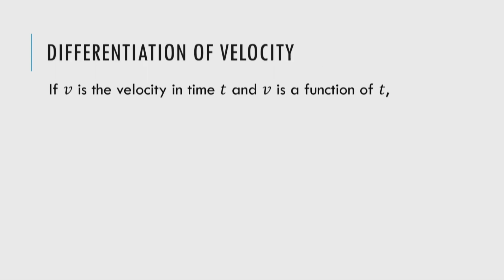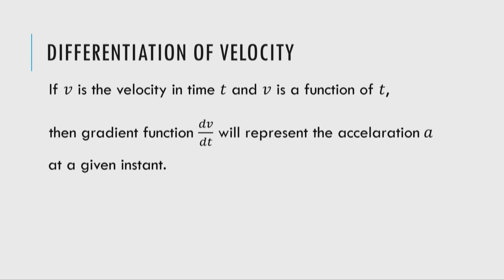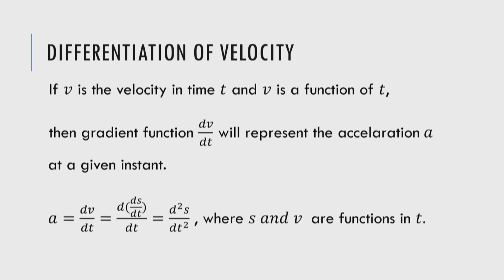Differentiation of velocity. If v is the velocity in time t, and v is a function of t, then the gradient function dv by dt will represent the acceleration a at a given instant. a is equal to dv by dt, which is equal to the second derivative of s, which is d of ds by dt over dt, which is equal to d squared s divided by dt squared, where s and v are functions in t.